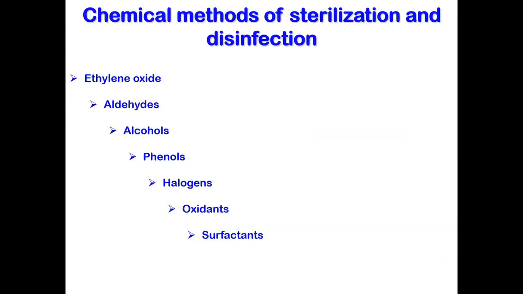And now we're moving on to the chemical methods of sterilization and disinfection. So we'll go through ethylene oxide, aldehydes, alcohols, phenols, halogens, oxidants, and surfactants.